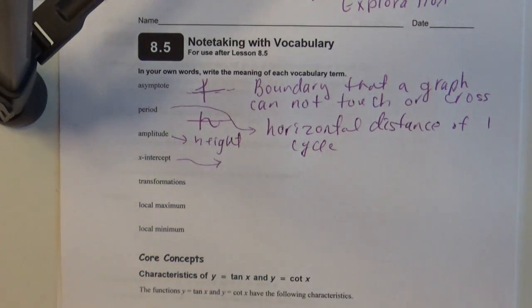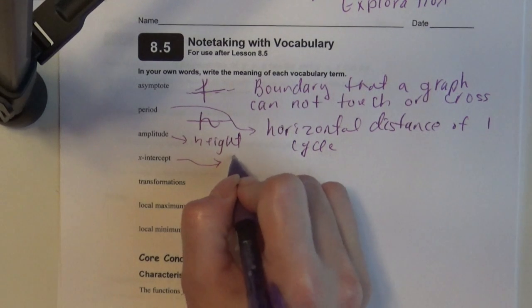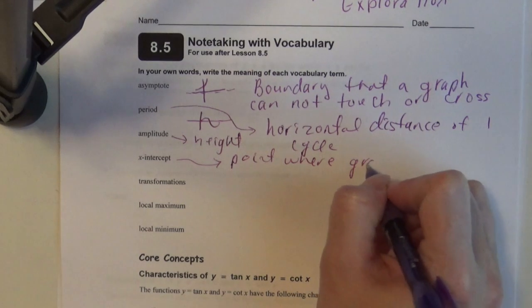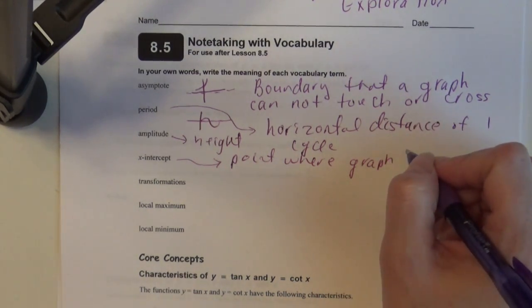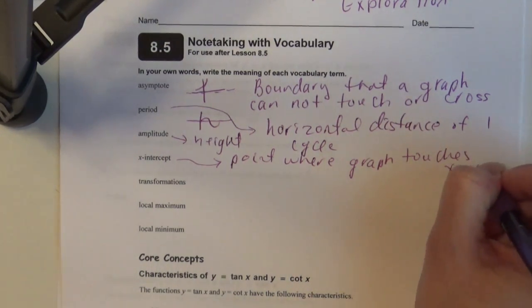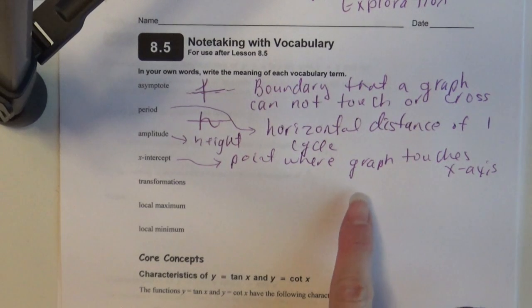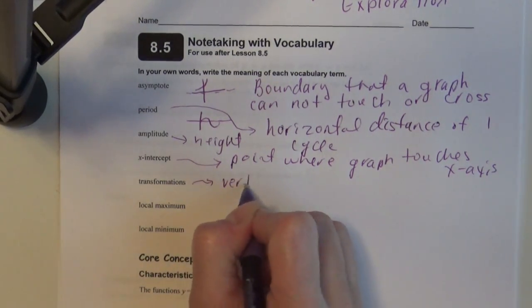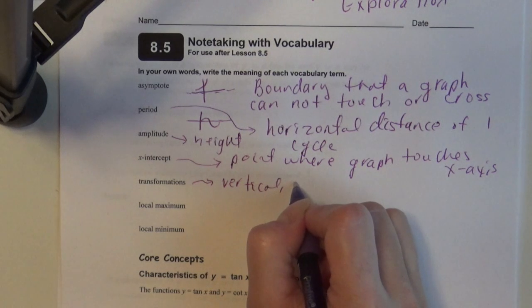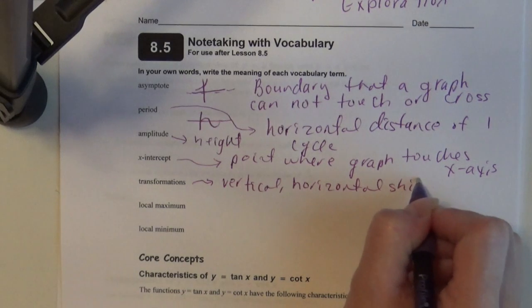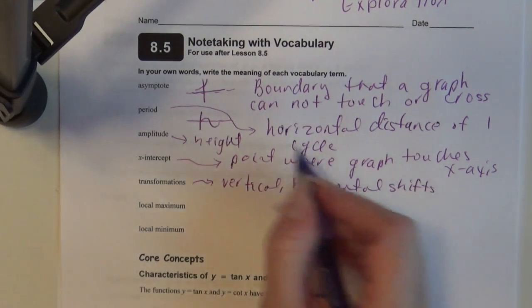X-intercept, that's just the point where your graph touches the x-axis. And you can say this however it makes sense to you. It's the point where the graph of a function touches the x-axis. Transformations, these are like your vertical shifts, horizontal shifts, etc. Also, stretches and shrinks.